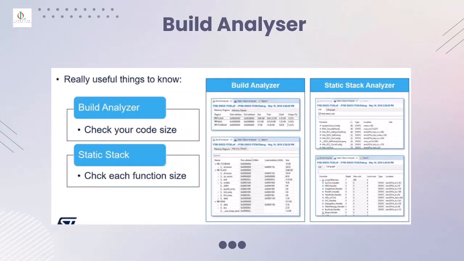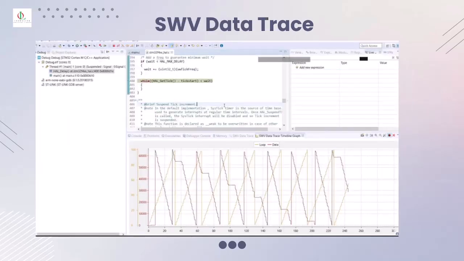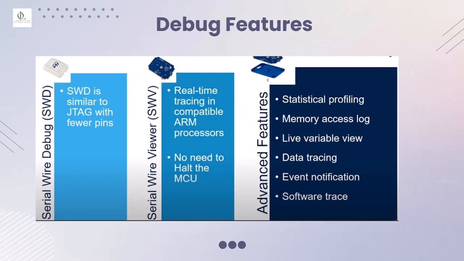And the build analyzer will show you what you have built so far in the RAM, memory, and in the flash. When we did the console window, there is another build analyzer that shows your memory locations, your memory regions, etc. The binary change: if you want to see the value of your variable, you can go to radix and change this setting to binary, and you can see the binary change. And this is a data trace. So these are all the debug features.